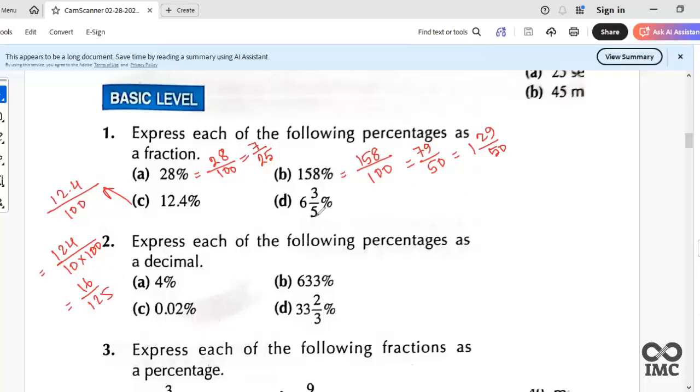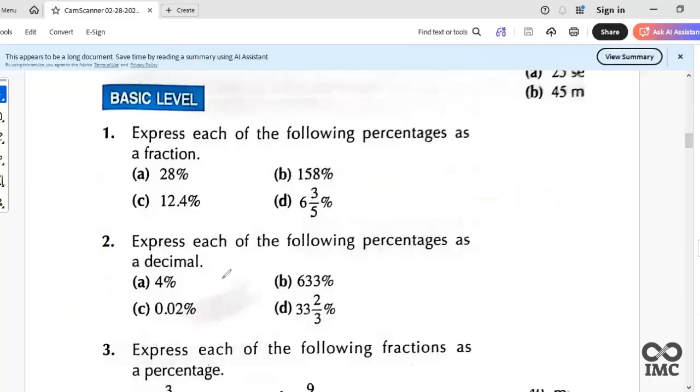And number D says 6 whole 3 by 5%. So for 6 whole 3 by 5%, at first we need to convert this mixed number to an improper fraction. So 5 6s are 30 plus 3, 33. Percentage means divided by 100. Okay. Now the answer will be 33 by 500. And this is the solution of question number 1.